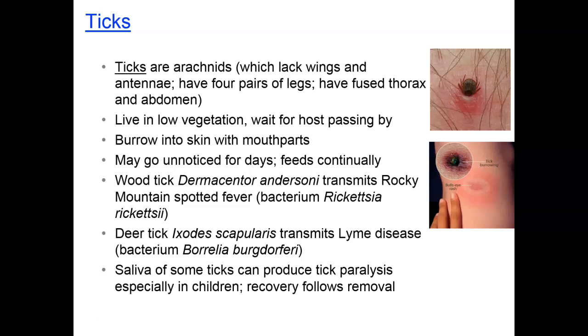They live in very low vegetation in general and wait for organisms, animals to walk by. And once they detect higher levels of carbon dioxide, they will drop onto the individual. So they might be in a tree, they might be on a piece of grass waiting. Once they get onto the individual, they will then move to a region on the organism where they can burrow their head or mouth parts into the body.